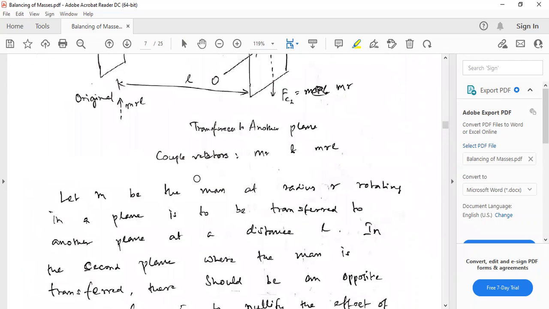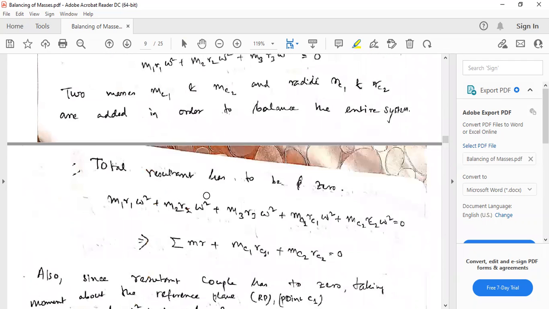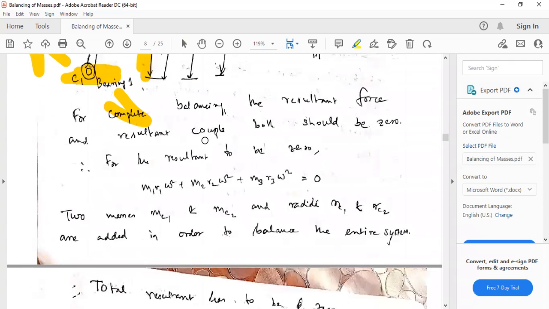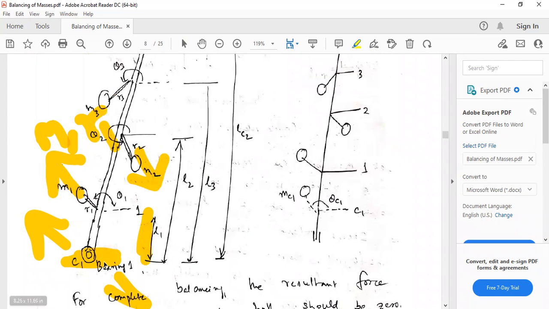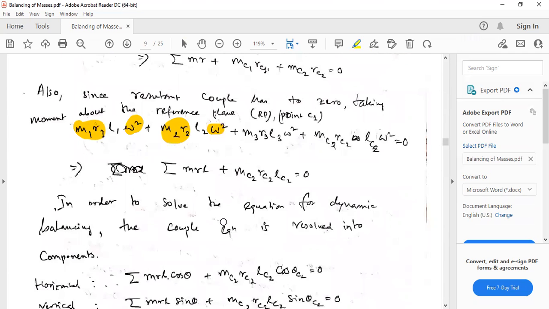How to transfer? I told you. To transfer a force to a location at a distance of l, you multiply that force with that distance l, and take it as positive. The same thing we have done here: the force m1 r1 omega square multiplied by l1, similarly m2 r2 omega square multiplied by l2, so that we have taken it to this bearing point. So ultimately we have converted the problem to a simpler problem, where we have to take all the forces at the same plane.